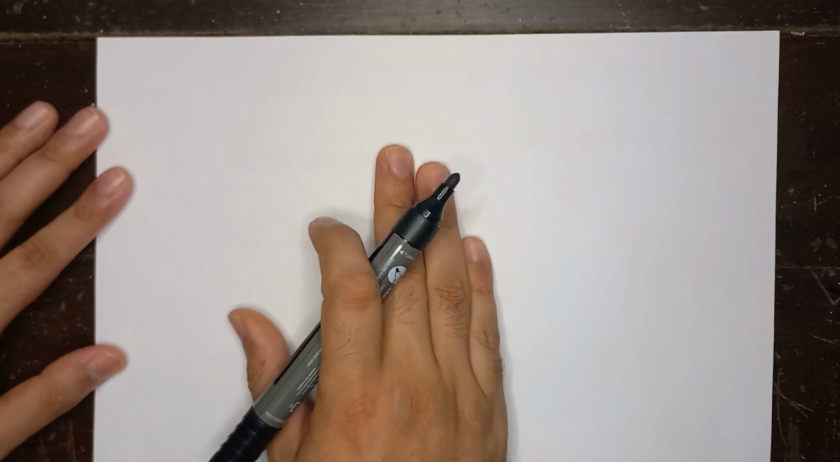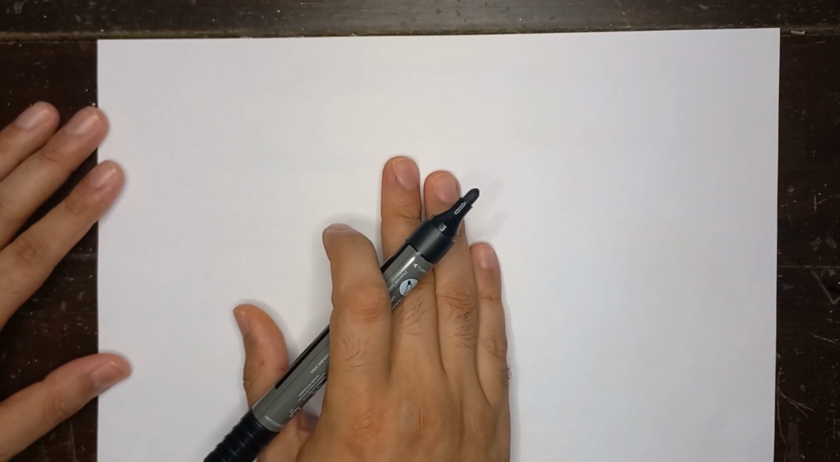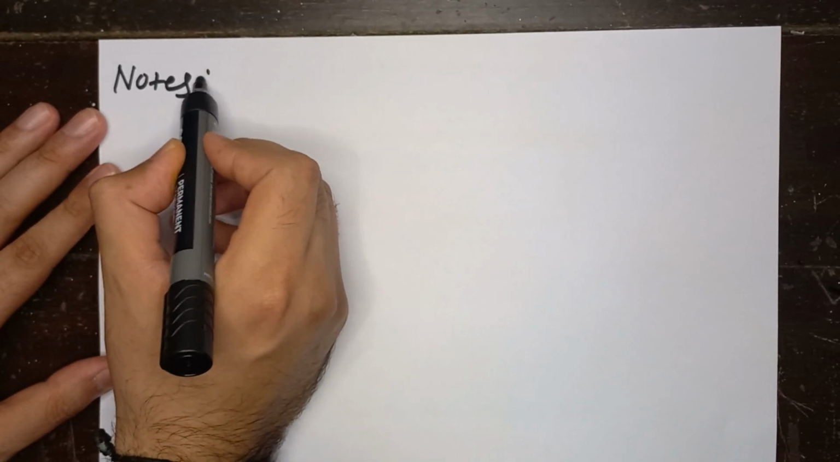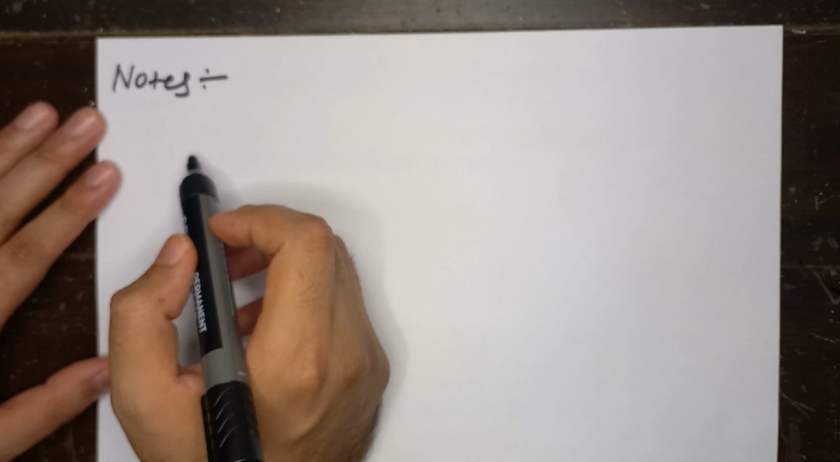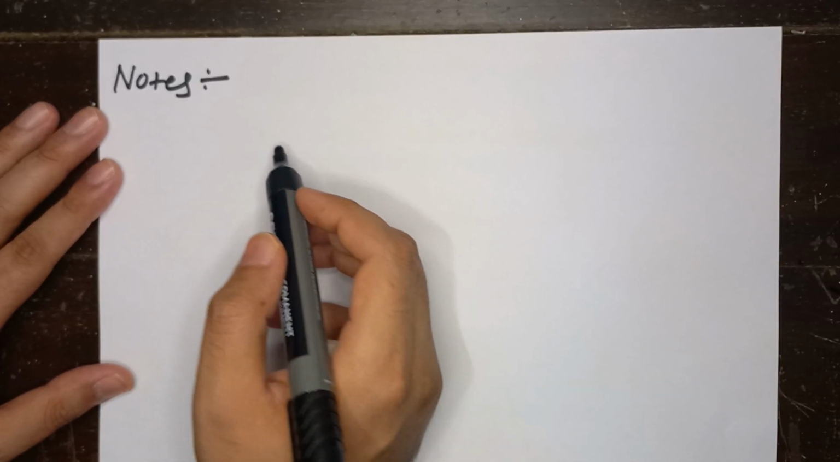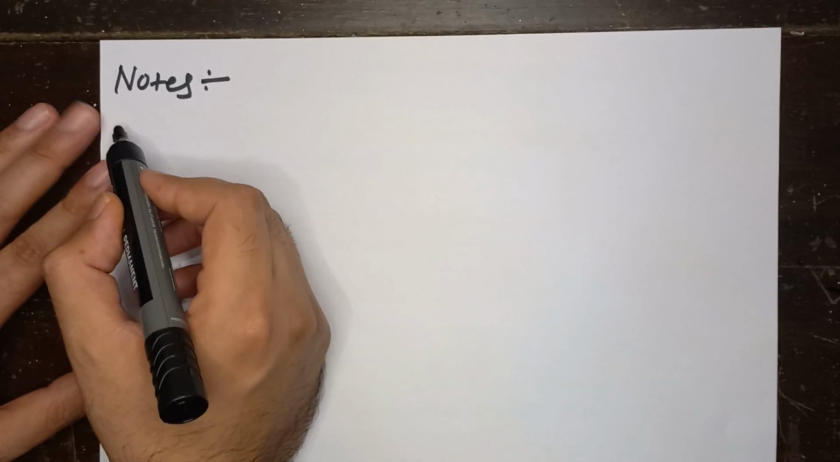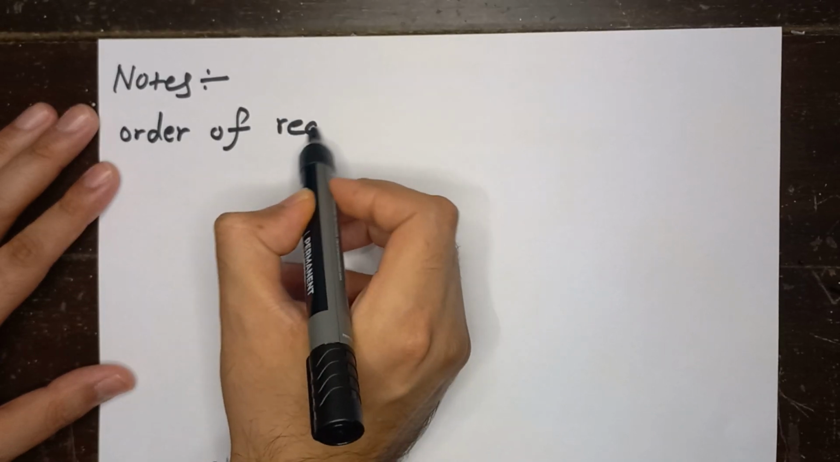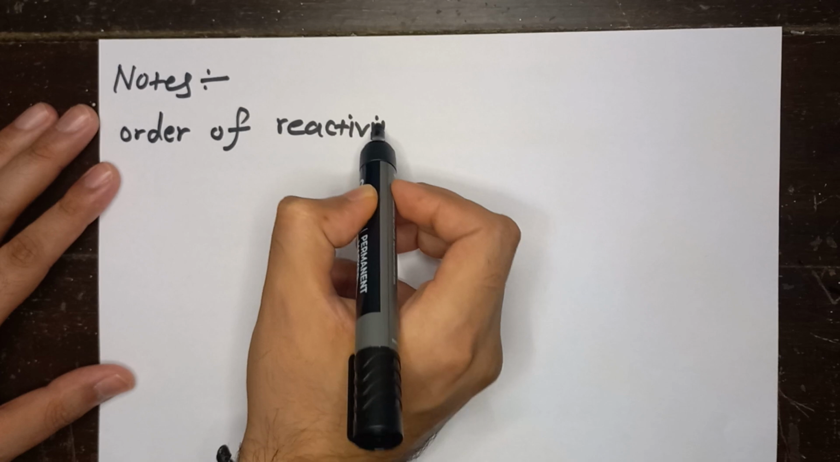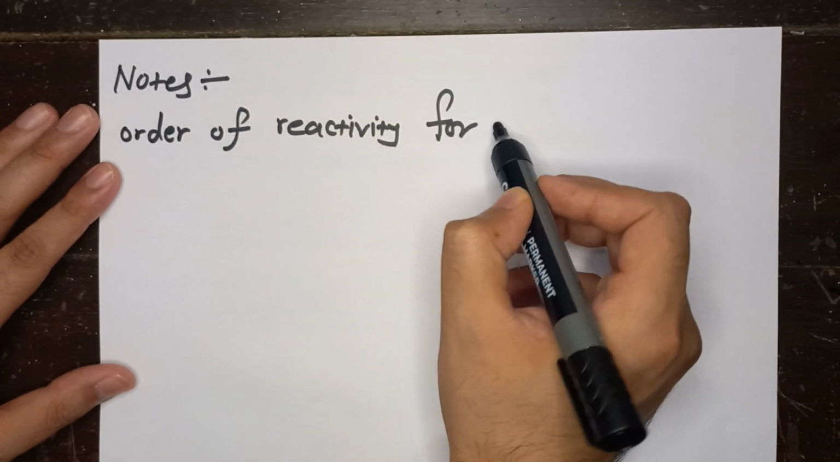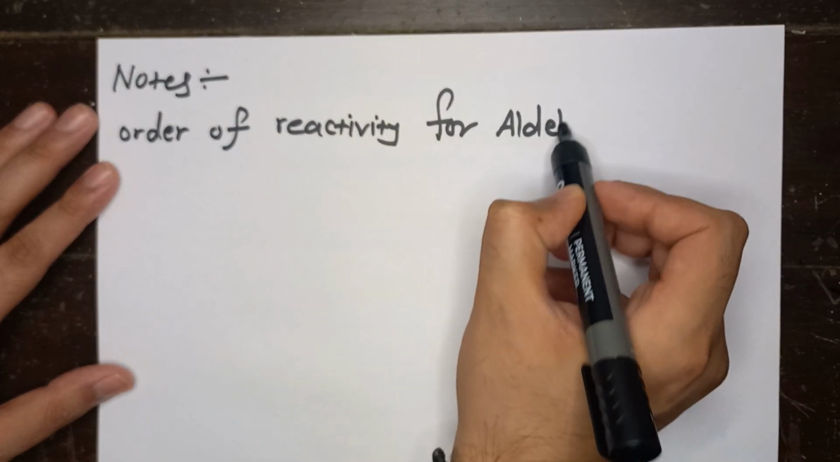Okay, so before I begin further, I want you to take some notes. So you need to know the order of reactivity. We have an order of reactivity for aldehyde and ketones.